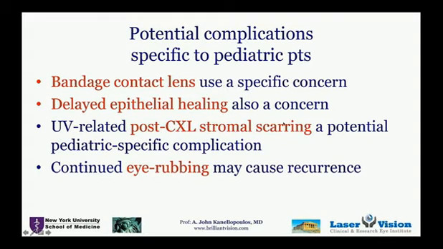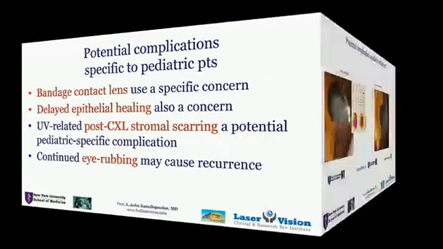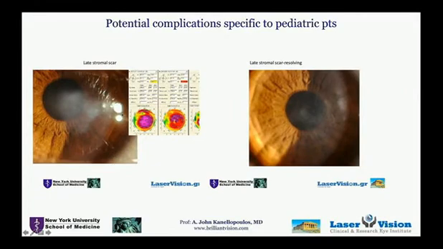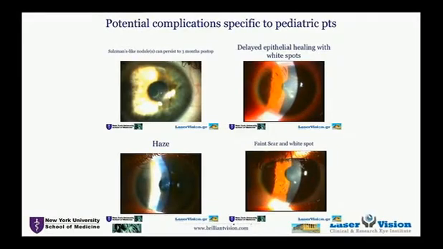Potential complications, I'm going to close with these. Obviously, especially for pediatric patients, one of the concerns is bandage contact lens use. As we know, bandage contact lenses in general have a higher risk in pediatric patients. Delayed epithelial healing may be specifically difficult in pediatric patients. We have encountered some very late post-CXL scarring in pediatric patients, so you have to be aware that these patients may need long-term UV protection, and of course eye rubbing is an issue. This is a deep stromal scarring seen 2 years after an Athens protocol in a 14-year-old patient at the time, because he spent the whole summer on a beach in Greece, so a very rare complication along with the delayed epithelial healing.